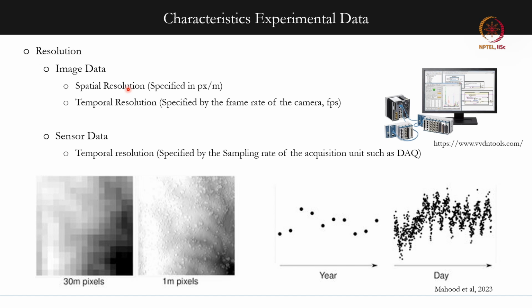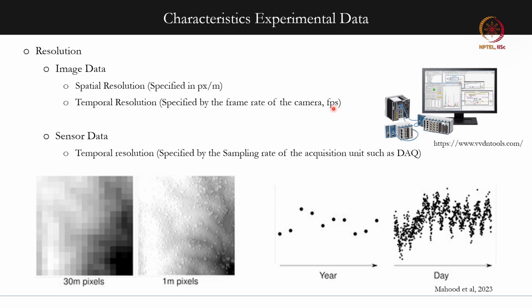And then we have temporal resolution, which is basically the rate, the number of images that we have captured of the physical event in 1 second. It is usually specified in frames per second. Say if we have a frame rate of 50 fps, that means that we have captured 50 images in 1 second. That means that the time between two consecutive images is 1 divided by 50 seconds.